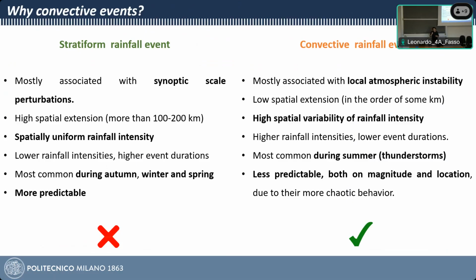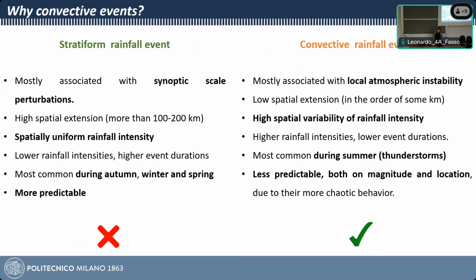And also, in terms of predictability of the meteorological model, they are more predictable with respect to the dual, which is the convective rainfall, that is mostly associated with local conditions or local atmospheric instability. They have very high spatial variability and higher rainfall intensities. They are most common during summer, for instance. A thunderstorm is a convective rainfall event, and they are also less predictable. But what is important is that they are very concentrated in space. So here is the point.